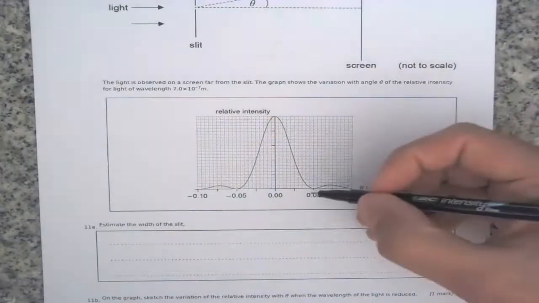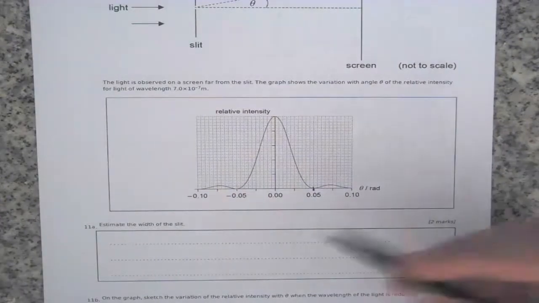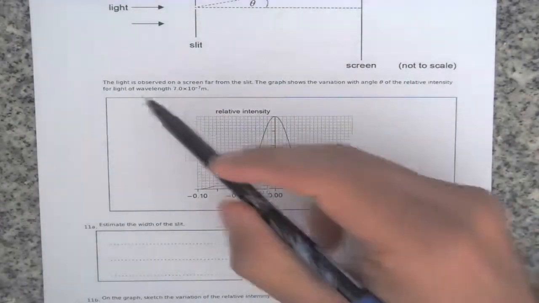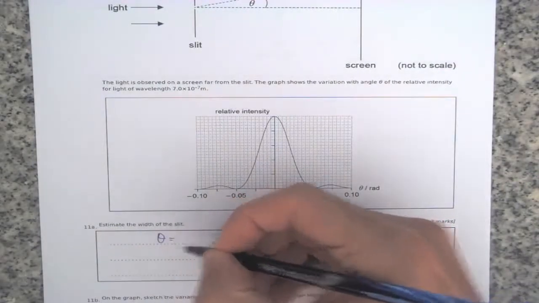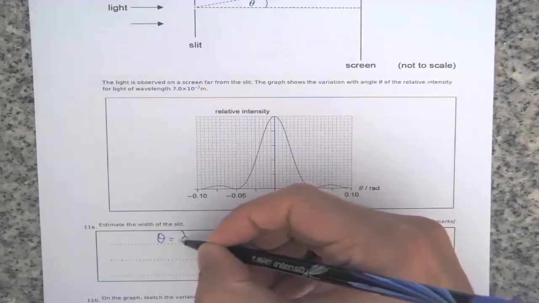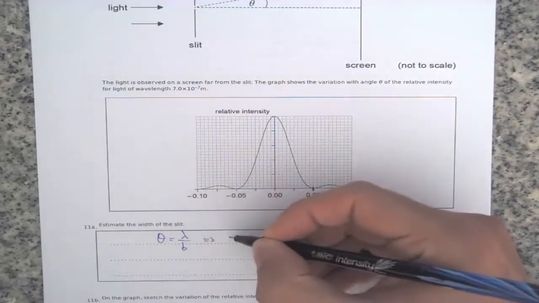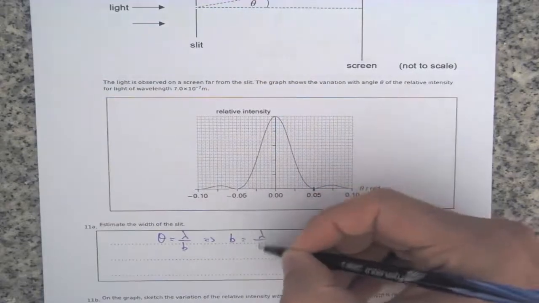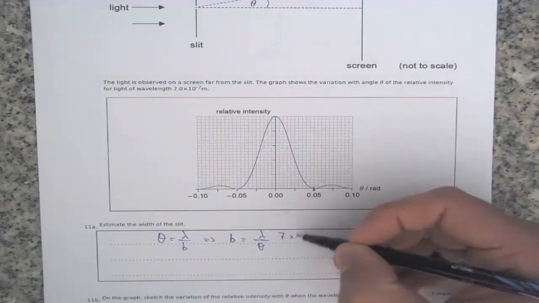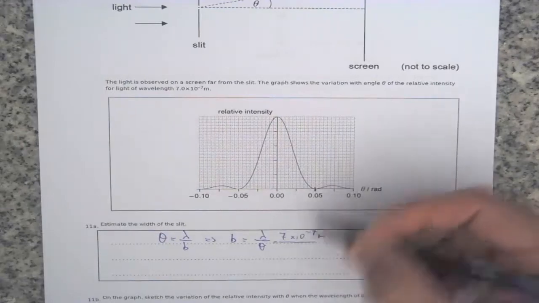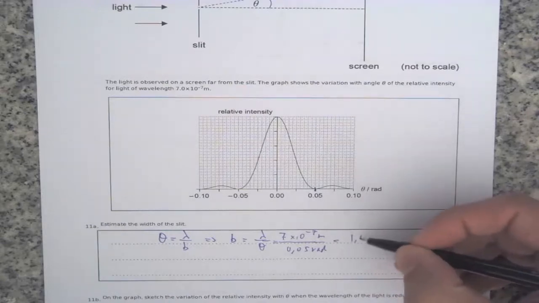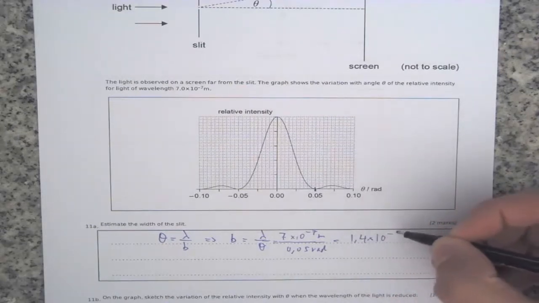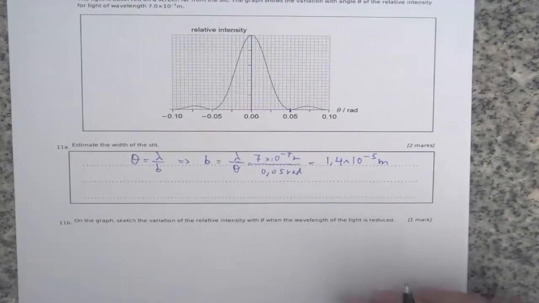So what do we see here? The first minimum occurs at an angle theta of 0.05. Also you have the wavelength, so this is something very simple to do. You use the formula that the angle theta is equal to the wavelength over the width of the slit. You solve this for b, so it's the wavelength over the angle theta. The wavelength is 7 times 10 to the power of negative 7 meters, and the angle theta is 0.05 radians. If you do the math, you find 1.4 times 10 to the power of negative 5 meters.